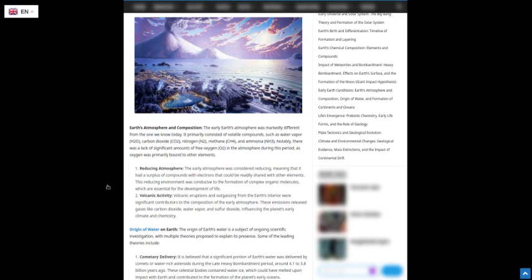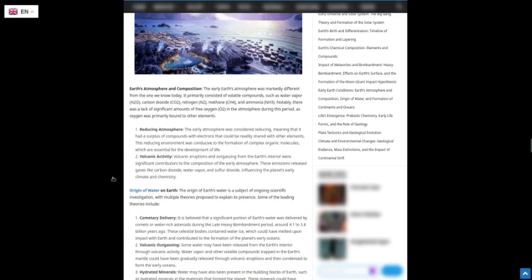Reducing atmosphere. The early atmosphere was considered reducing, meaning that it had a surplus of compounds with electrons that could be readily shared with other elements. This reducing environment was conducive to the formation of complex organic molecules, which are essential for the development of life. So, life probably wouldn't have happened if we didn't have those.